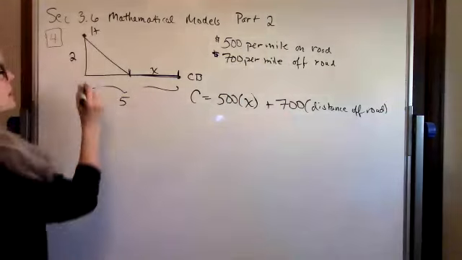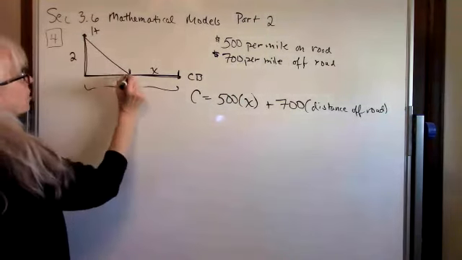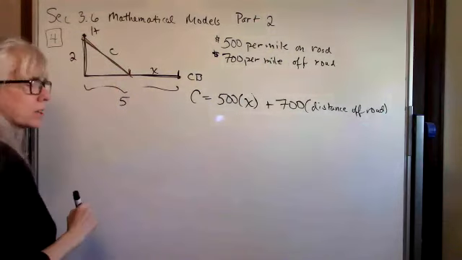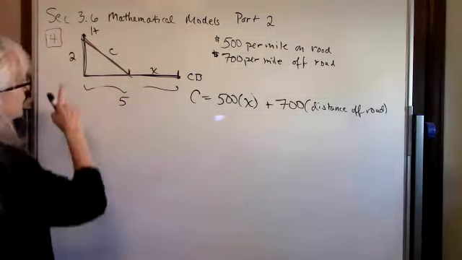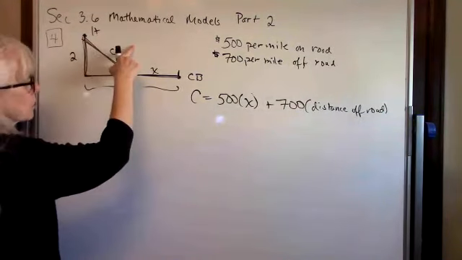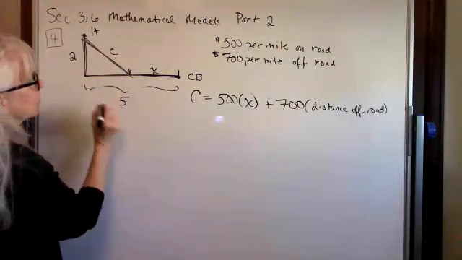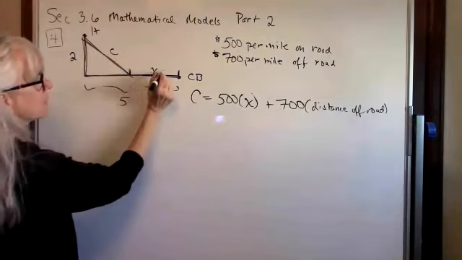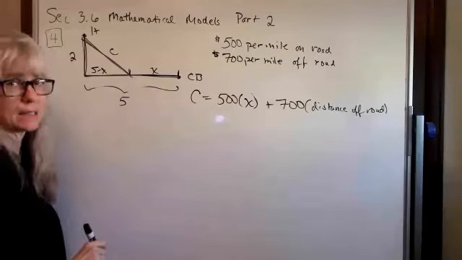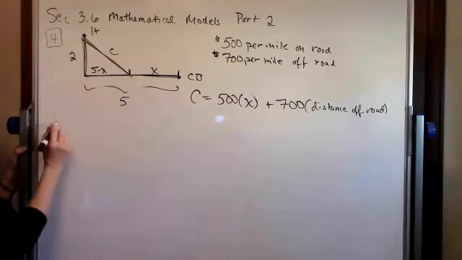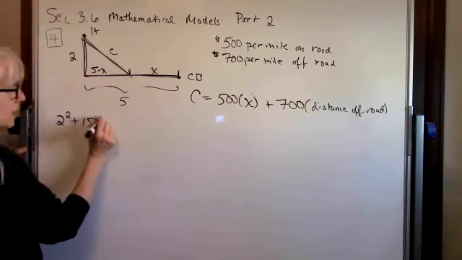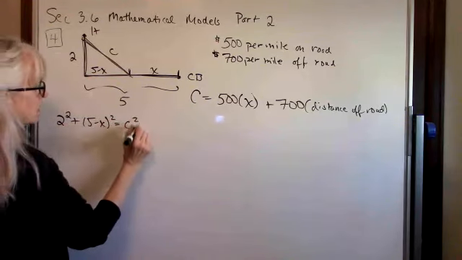What we're going to notice is that over here, we have a little right triangle. And what we're looking for is the hypotenuse of that right triangle. We'll call it C. So we need A squared plus B squared equals C squared. We have A, C is what we're looking for, but we need this side over here. Well, we know this total distance is 5. If this is X, then this side of that right triangle is 5 minus X. So now we can use the Pythagorean theorem. We know that 2 squared plus (5 minus X) squared is equal to C squared.